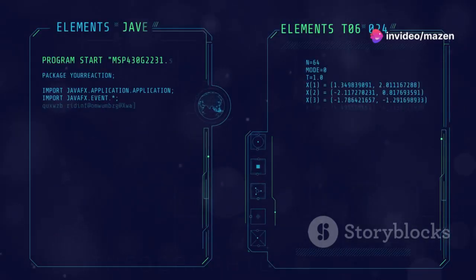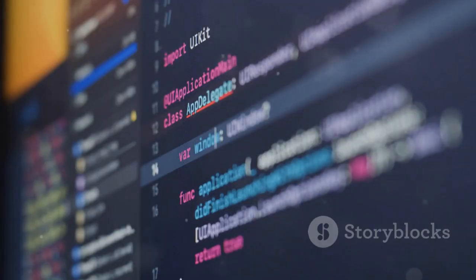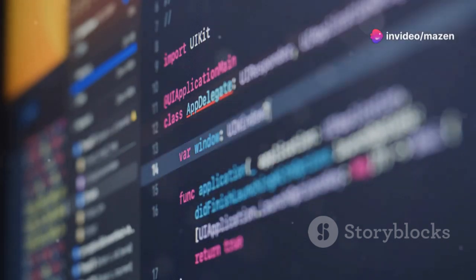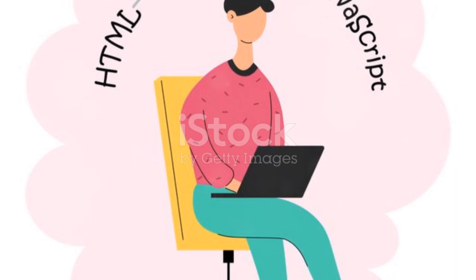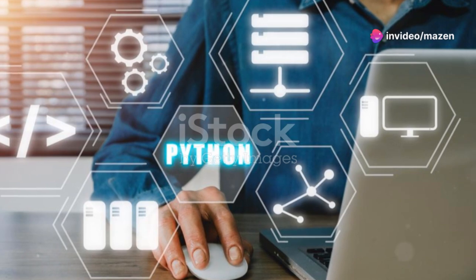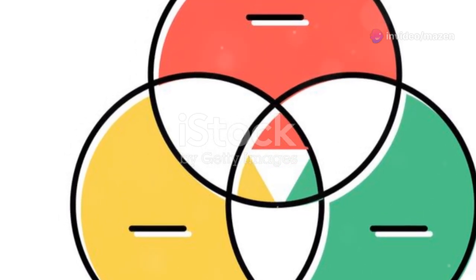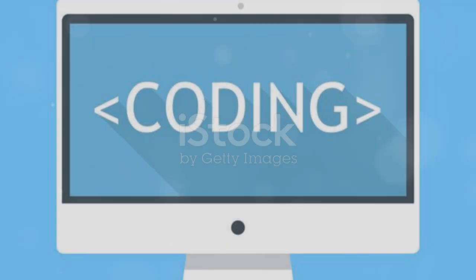In other languages like Java or C++, we need to be more specific. We might write int x = 5 to tell the computer that x is going to hold an integer, a whole number. Or we might write string name = Alice to say that name will hold text. This might seem more complicated, but it can help prevent mistakes in bigger programs. Some languages like JavaScript let us do both. We can write let x = 5 to keep things simple, or we can be more specific if we want to. The important thing to remember is that no matter what language you're using, the basic idea of variables as containers for data stays the same.